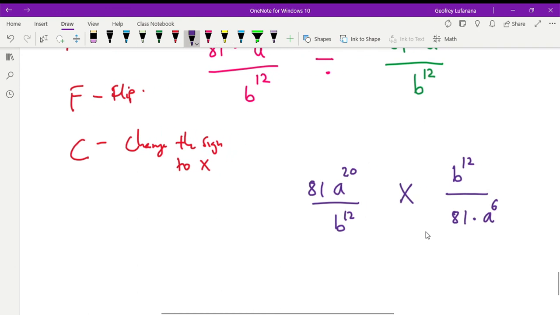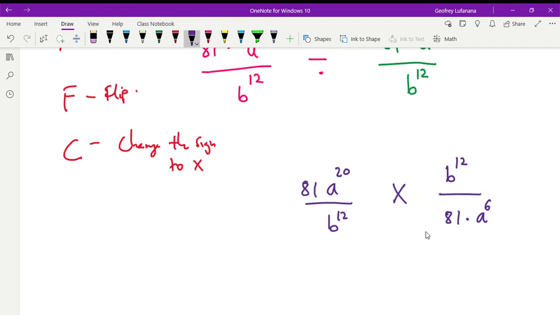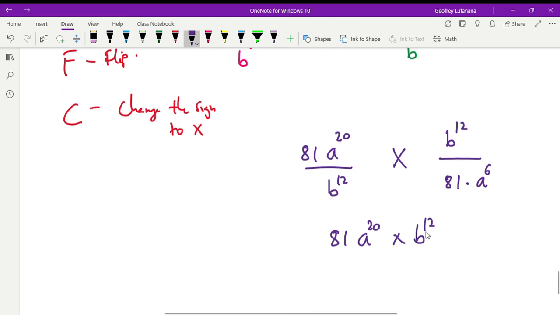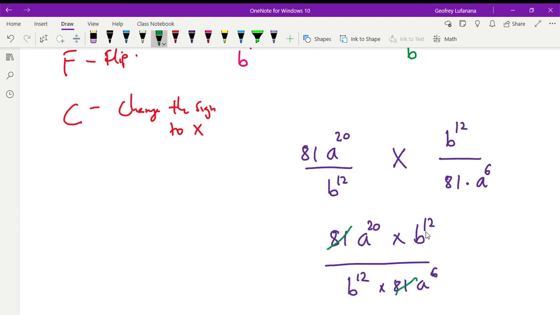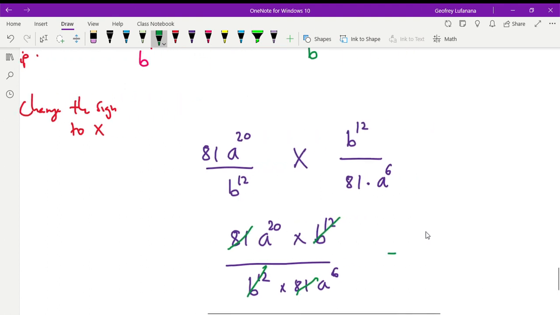Okay, so now in multiplication, numerator times numerator, denominator times denominator. So I have 81 A to the power 20 times B to the power 12 over B to the power 12 times 81 A to the power 6. As you can see here, some terms can cancel out. 81 cancels out because they are both numbers. B to the power 12 cancels out. So I am left with A to the power 20 divided by A to the power 6.